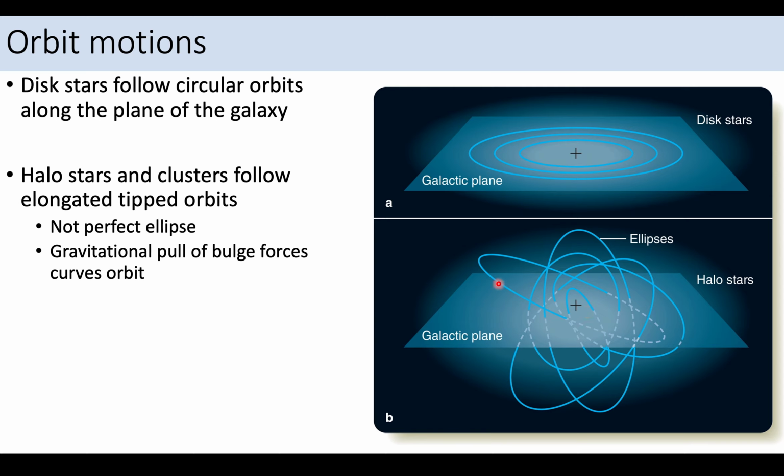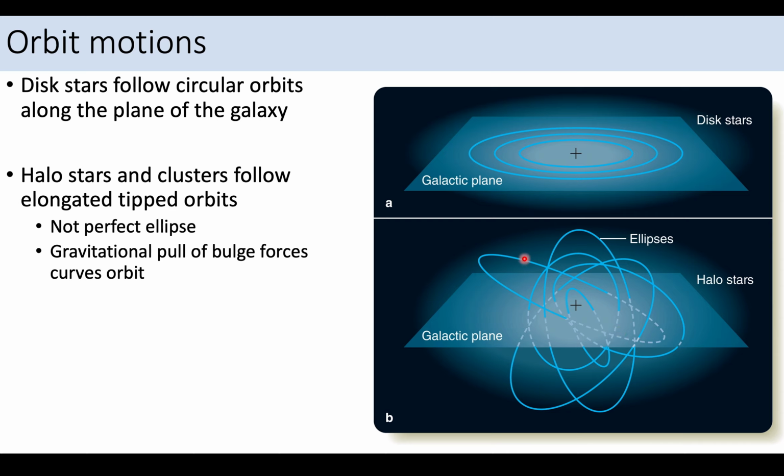As you can see here, this orbit, the blue is where it is above the galactic plane, and then the dashed line is showing where it would dip below, or beneath the ground if this was the track. So they're not perfect ellipses, the halo stars, because the gravitational force, or the pull of the bulge in the center, actually warps and curves the orbits of these halo stars and star clusters that follow these tipped orbits.